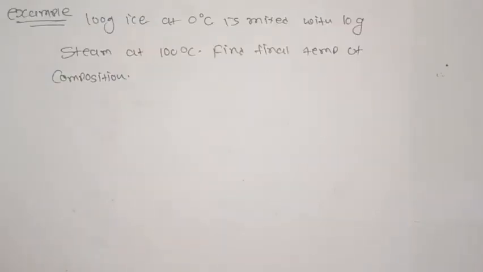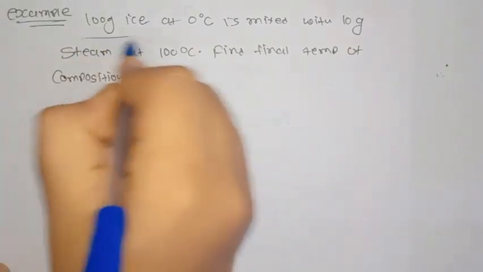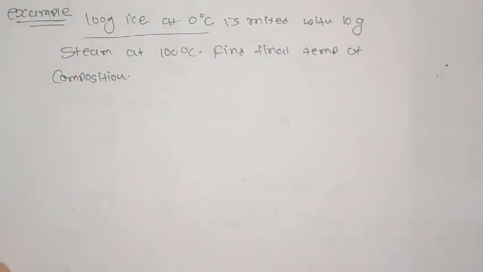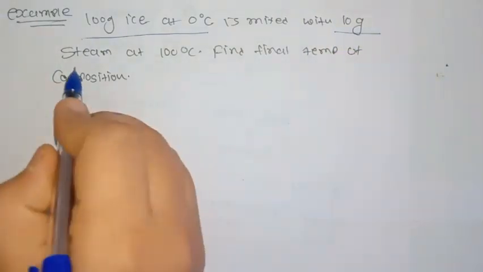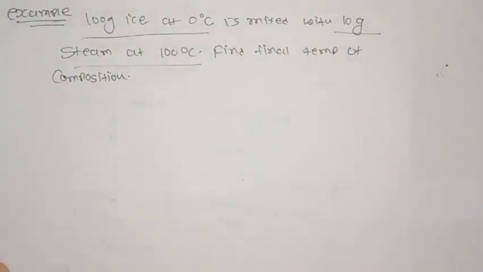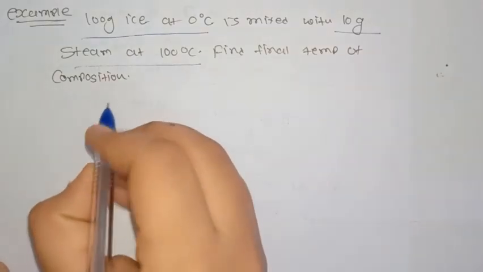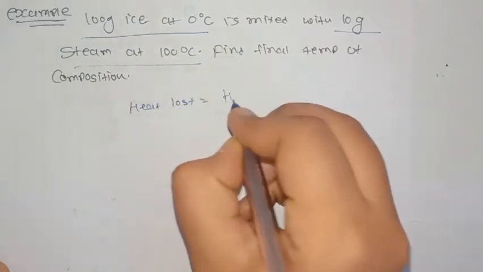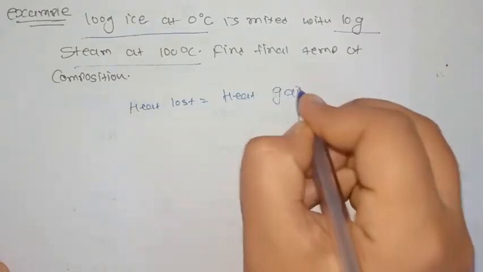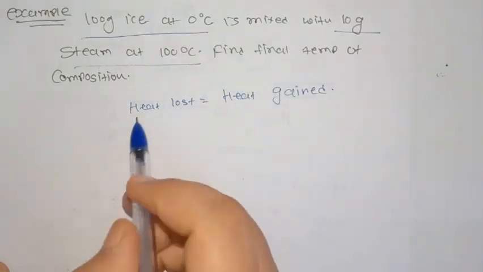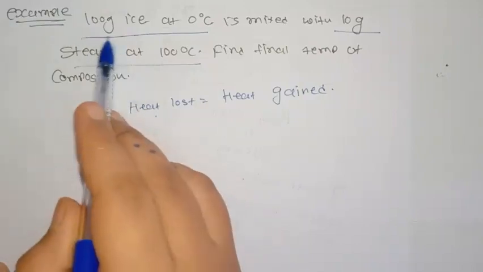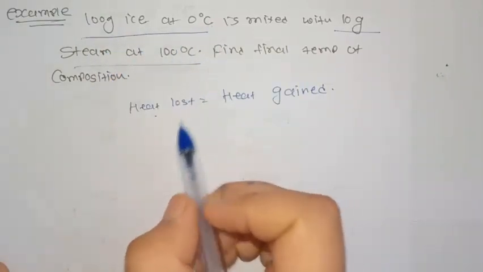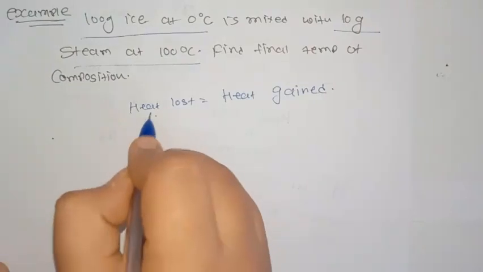In this example, 100 gram of ice at 0 degrees Celsius is mixed with 10 gram of steam at 100 degrees Celsius. We want to find the final temperature of the composition. Again, we will use the principle of calorimetry, that is heat loss is equal to heat gain. The heat loss will be by the steam. So let us first find the heat lost.